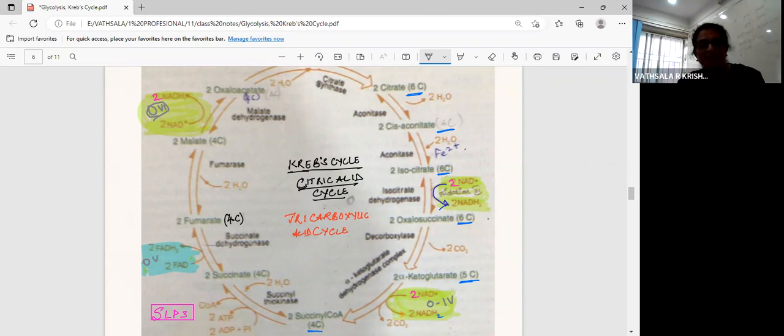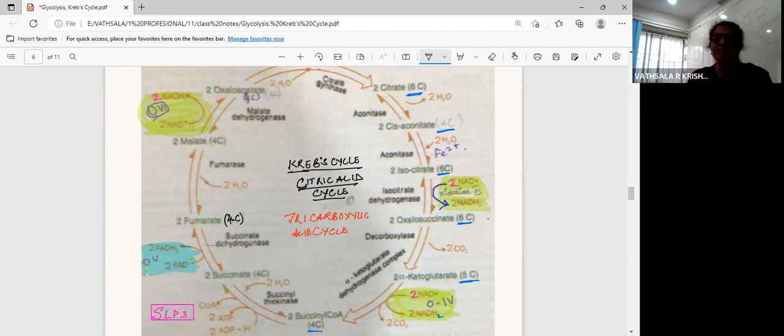And how many ATPs are generated here? 2. So there is 2 ATPs, that's 1 SLP, when succinyl-CoA to succinate. So which is the enzyme there? Thiokinase. Kinase is the enzyme, has to be there.